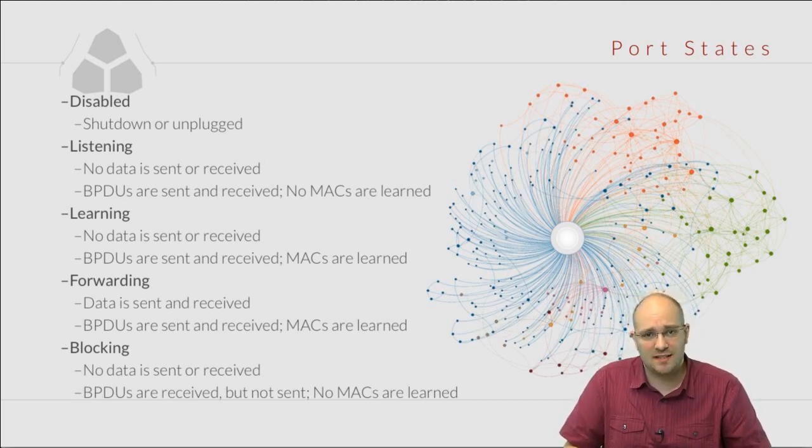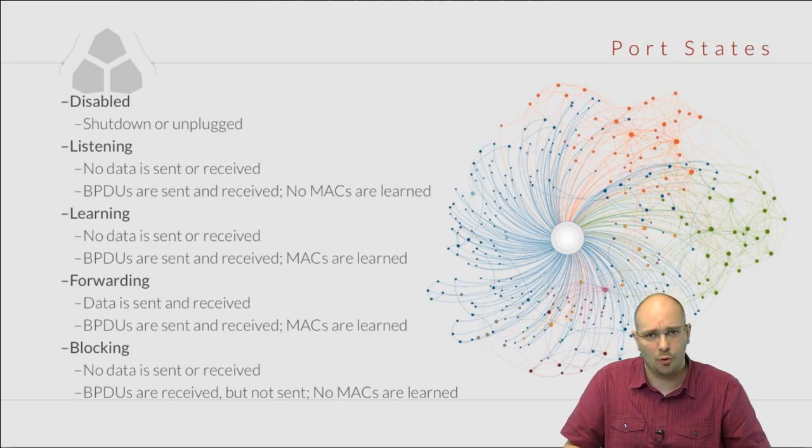The port states in traditional spanning tree are disabled, listening, learning, forwarding, and blocking. Disabled port is the port that is either unplugged or shut down. Listening port is the port that doesn't send or receive any production data. It is not going to be transmitting the traffic, but it can still send and receive the BPDUs. Also, this port will not participate in the MAC learning process.